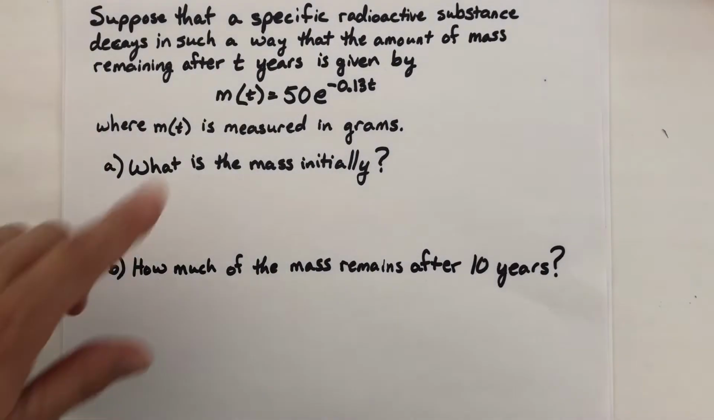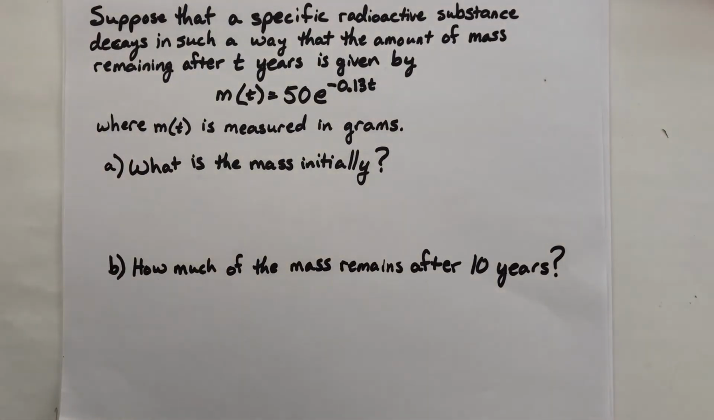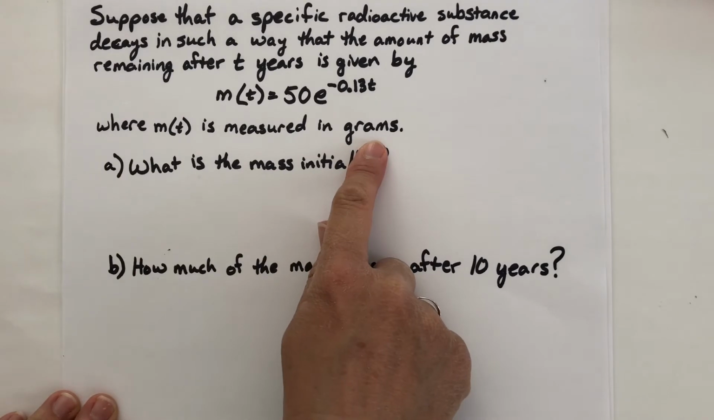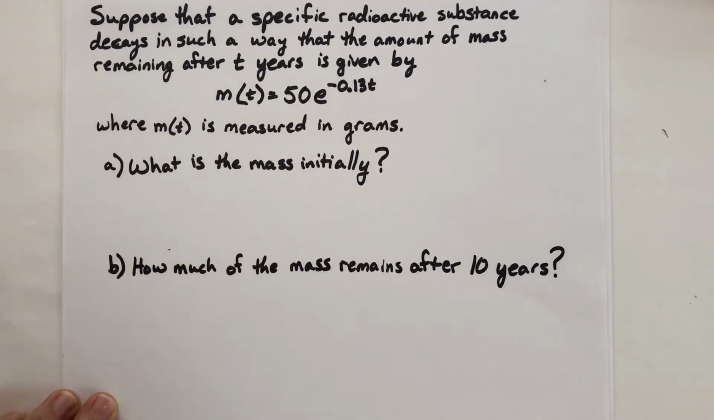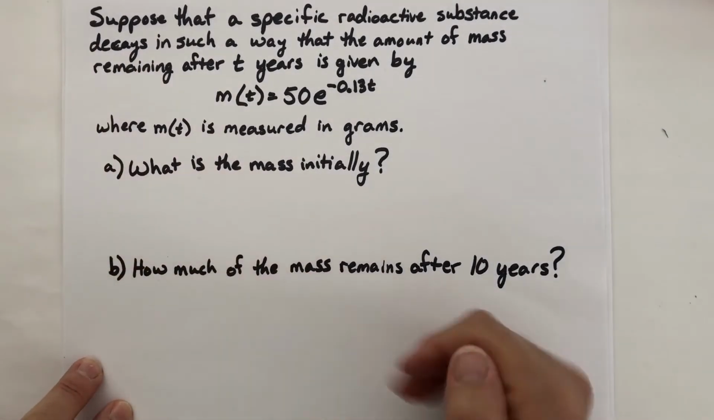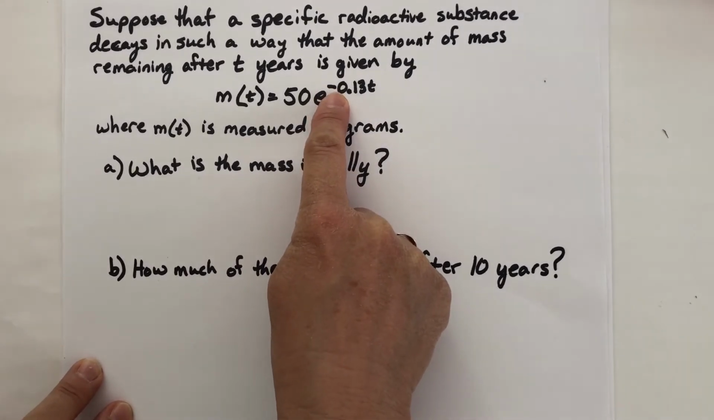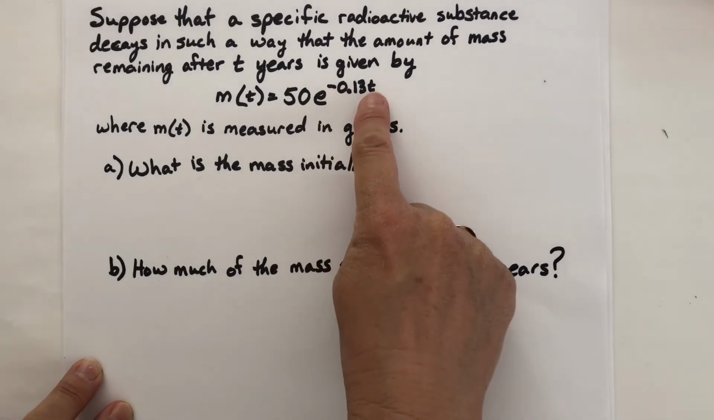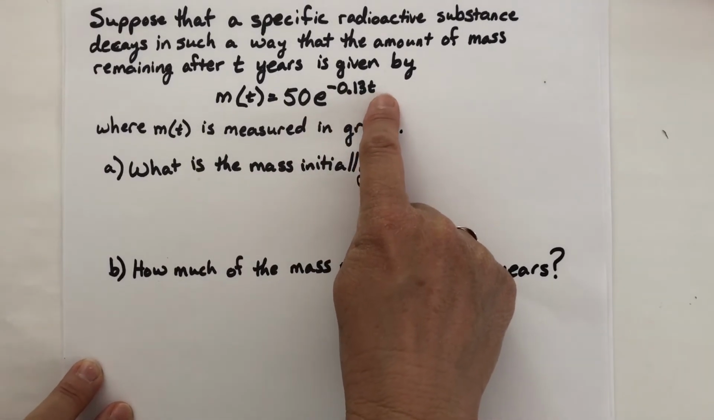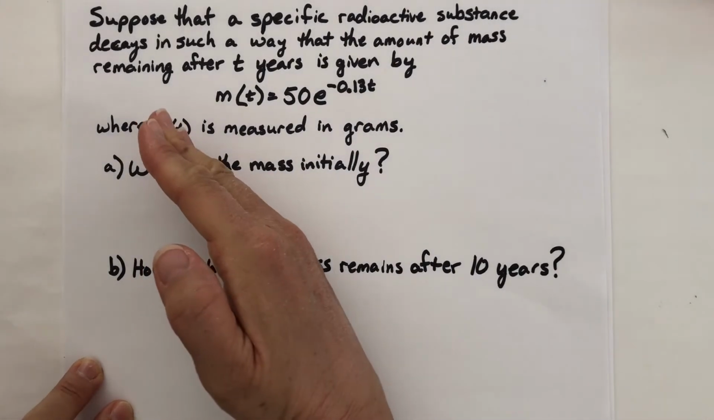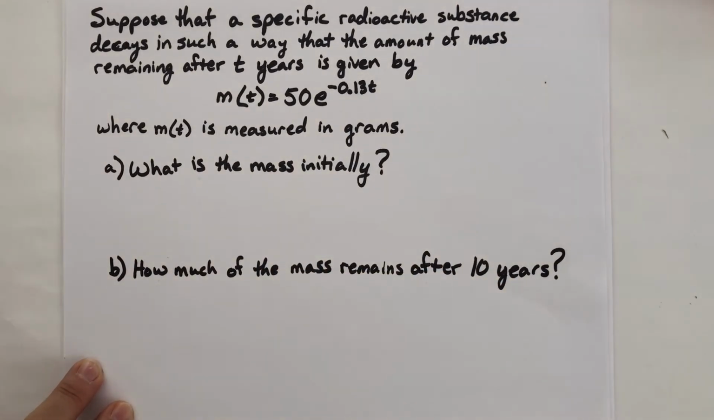Suppose that a radioactive substance decays in such a way that the amount of mass remaining after t years is given by this equation, where m is measured in grams. So time is in years and m is measured in grams. And notice, even though it says decays, which implies it's getting smaller, the base is bigger than 1, but we have this negative value. So as we put in time values that are positive, we're raising e to negative exponents, and we'll see that it's going to be decreasing as time passes.